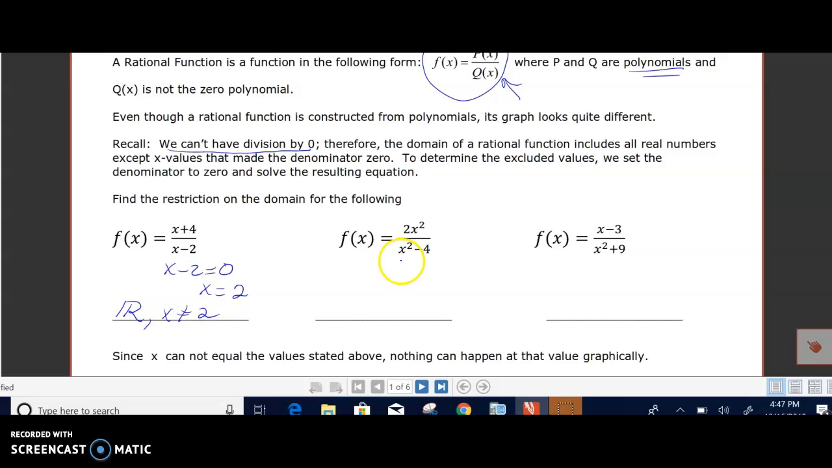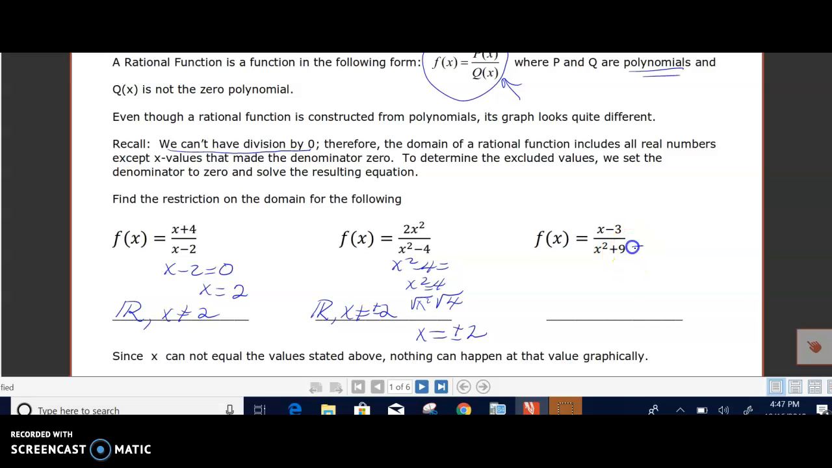For this next one, to find the domain, I'm going to set the denominator equal to 0. I'm going to solve it, square root both sides, and so I'll get x equal plus or minus 2. Square root of 4 is 2. Those are the values I have to exclude, so my domain would be all real numbers, but x can't be positive and negative 2.